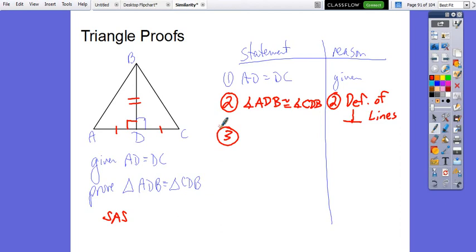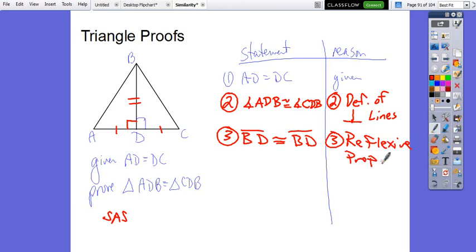All right, number 3. We can now say that BD is congruent to BD. And what is the property that we learned a minute ago? It is the reflexive property. The reflexive property.